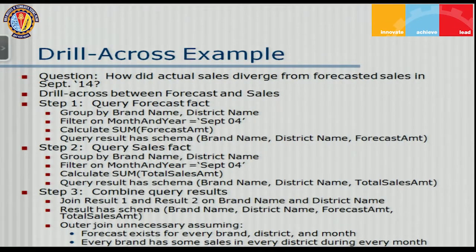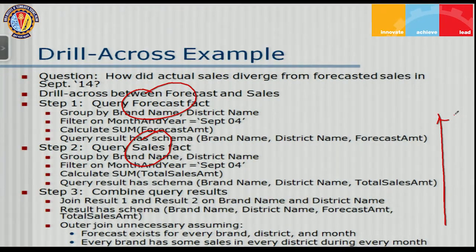And this is another example of drill across, right? Here again I have given you some idea about the conformed dimensions. The question is, how did the actual sales diverge from forecasted sales in September 14? There is a forecast fact and a sales fact that I'm using, and it is very similar to the example that we did earlier. There's nothing new as such, I just wanted to include one more dimension here.